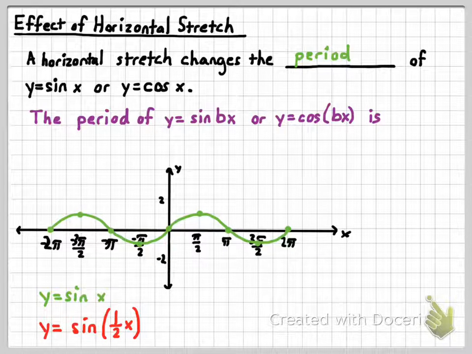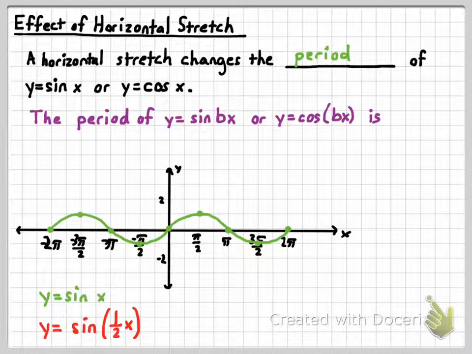Now, here's what the number b actually tells you. It tells you how many cycles a sine or a cosine function will go through on the interval from 0 to 2 pi. So, for instance, down here, where b is equal to 1/2, that means we would experience half of a cycle between the values 0 and 2 pi.